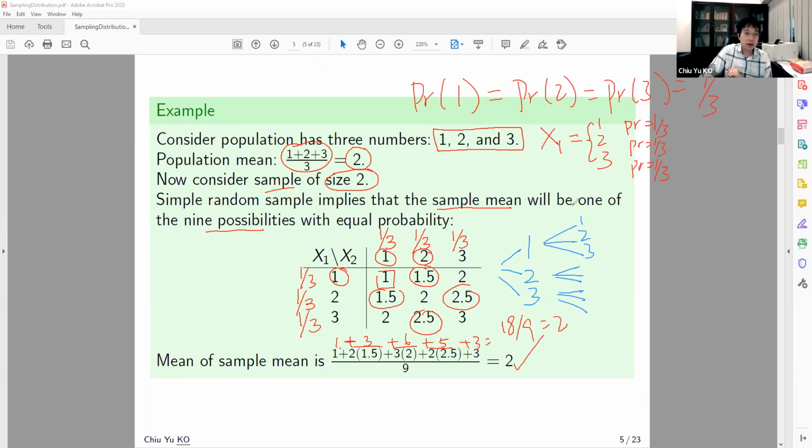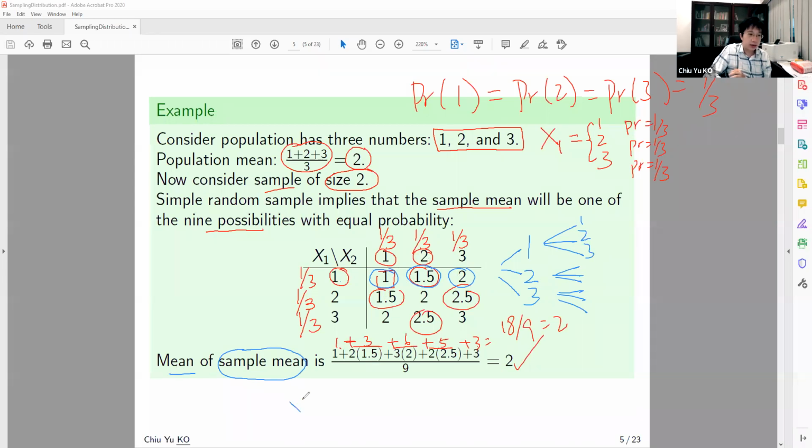When you have 1, 1, the sample mean is 1. When it's 1, 2, the sample mean is 1.5. When it's 1, 3, the sample mean is 2, okay? So this is the table. Do you get that? And these are all 9 possible sample means. So what is the mean of all these sample means? And the appearance of these is equally likely, right?